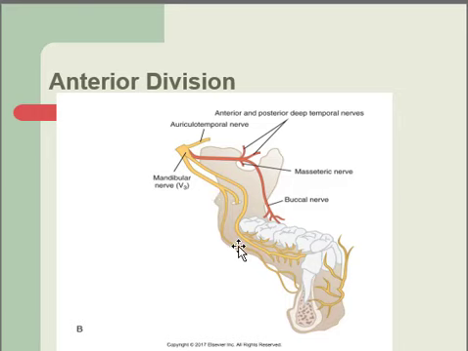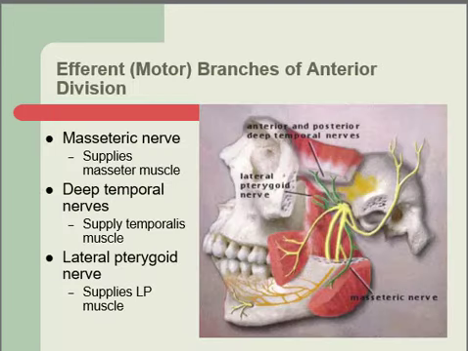You could also see the long buccal, sometimes just referred to as the buccal nerve, coming across here on the other side of the ramus. And then let's see, we have the masseteric nerve. We see the deep temporal nerve. We cannot see the lateral pterygoid nerves in this view. This is just a different way to look.